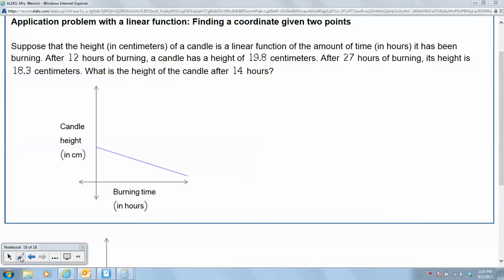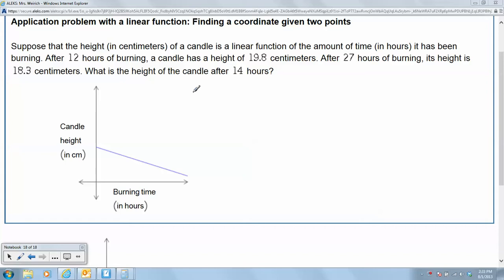This problem is called application problem with a linear function, finding a coordinate given 2 points. I'm going to suppose that the height in centimeters of a candle is a linear function of the amount of time in hours it has been burning. After 12 hours of burning, a candle has a height of 19.8 centimeters. After 27 hours of burning, its height is 18.3 centimeters. We want to know what's the height after 14 hours.